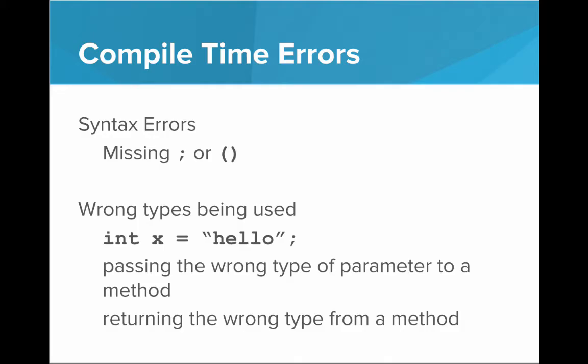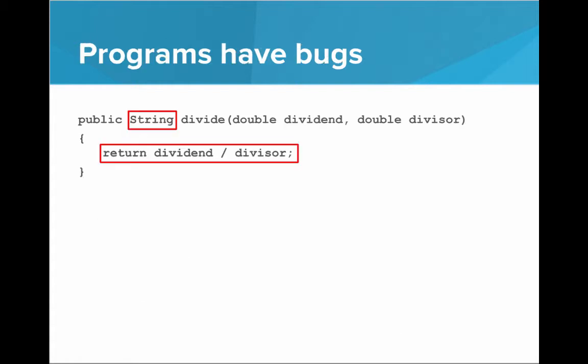Missing a semicolon, having too many parentheses, too little parentheses, wrong types being used, for example, trying to store a string inside of an int, passing the wrong type of parameter to a method, or returning the wrong type from a method like we just saw. So these are examples of compile time errors, errors in the code that lead to the file not being a valid Java file. So to fix this, we can simply change the string to a double, and now the method is returning the proper type.